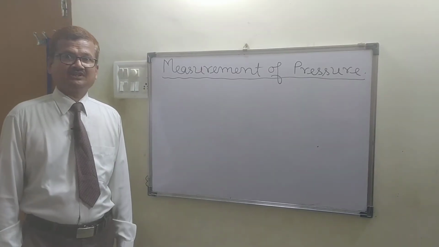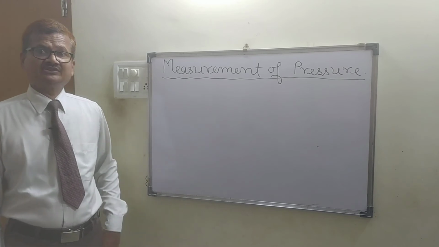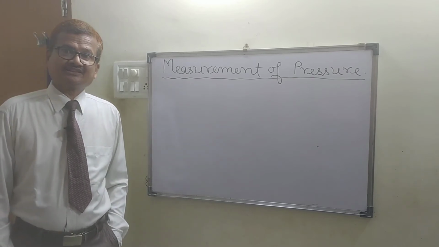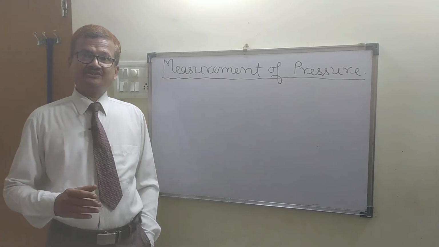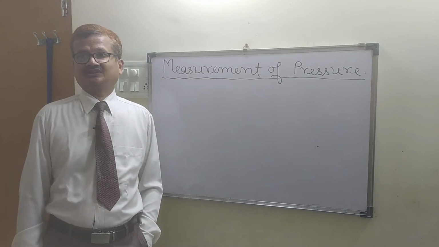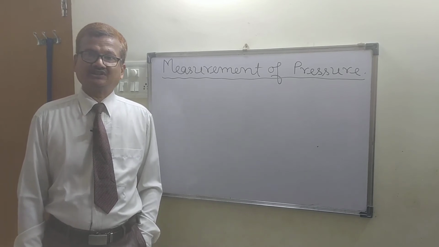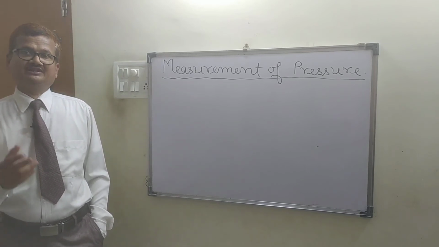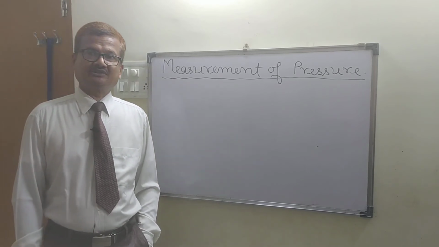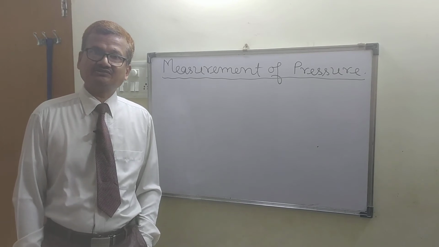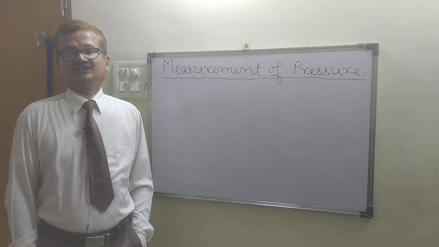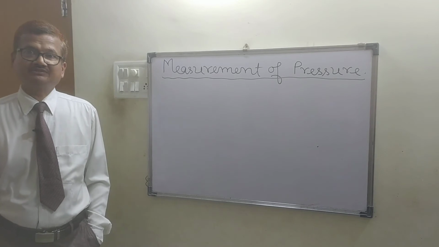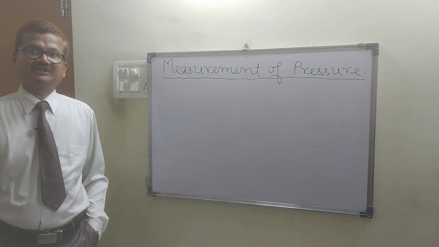Now measurement of pressure. The instruments used to measure the pressure are called pressure meter or pressure gauge and vacuum gauge. That means the instrument used to measure pressure is called a pressure gauge, also called a pressure meter, and also a vacuum gauge.